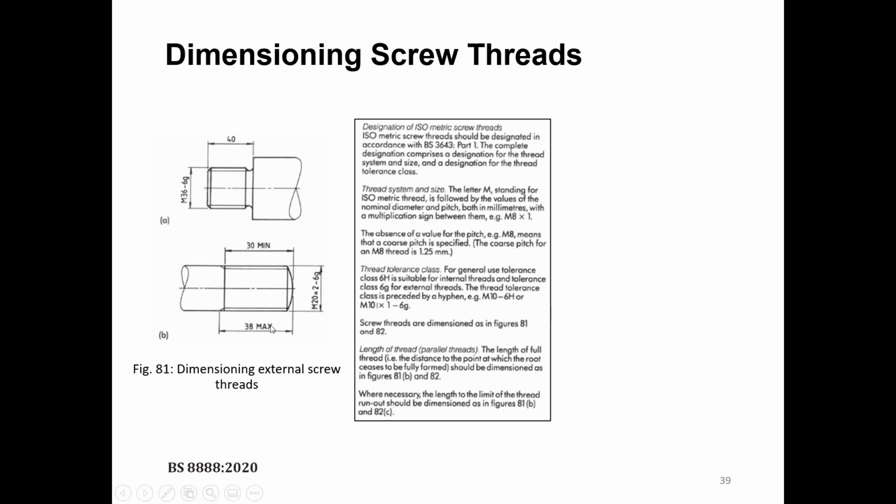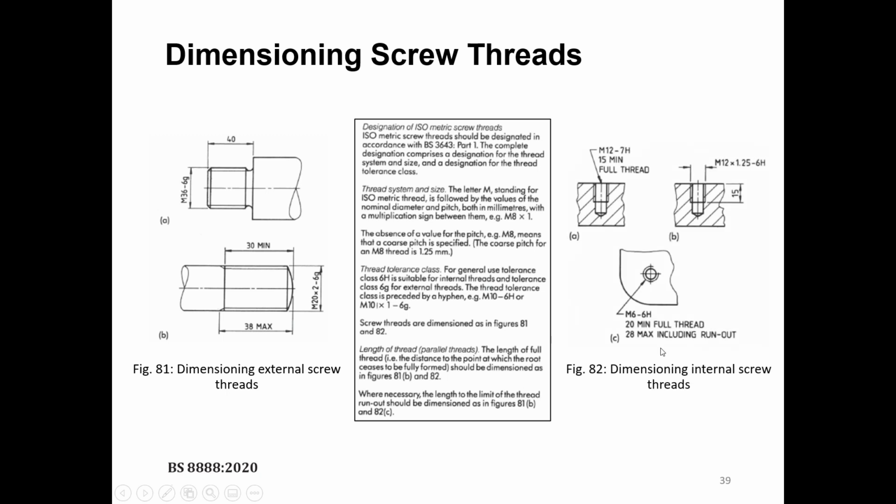Also, we define here some dimensions for the length of the thread, which is the distance between here and here, 30 millimeter. The distance between here and here is 38 millimeter maximum. And this part between this minimum and maximum dimension is called the run out, which should be defined as well. So the depth, or the thread length, should be defined using the minimum and maximum dimensions, including what's called the run out, which is this area between these two dimensions.